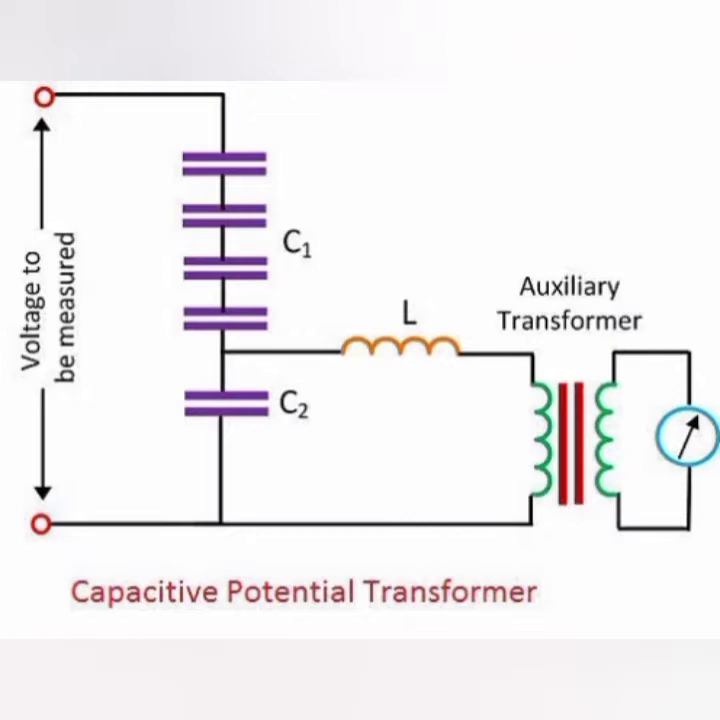In this case we are using the capacitive potential transformer, the CVT. It comprises capacitances connected in series, C1 and C2. Next, the inductance, which means your electromagnetic unit, is used for a smooth output, and it also acts like a filter. Then the auxiliary transformer steps down your higher level of voltage into a measurable level of voltage, and then it moves on to your metering equipment.